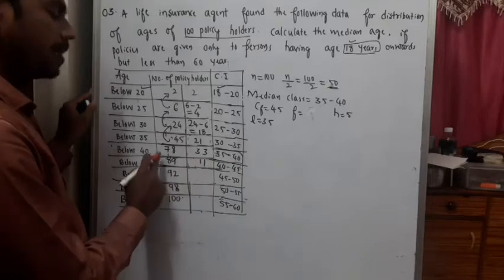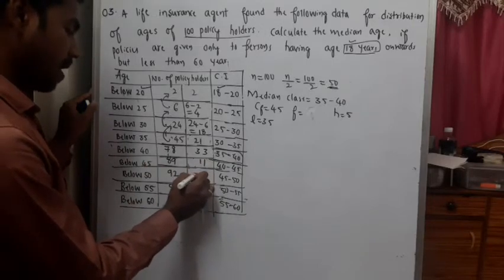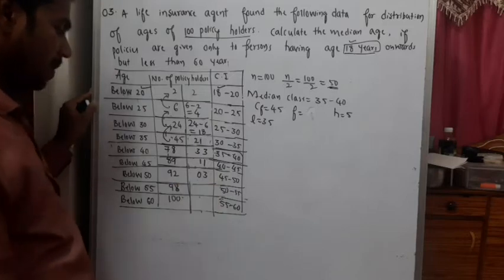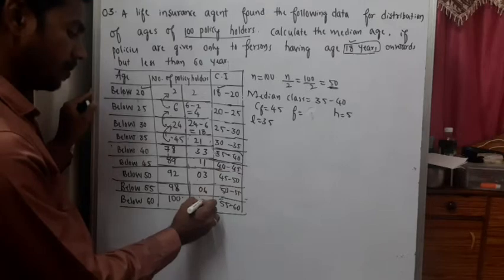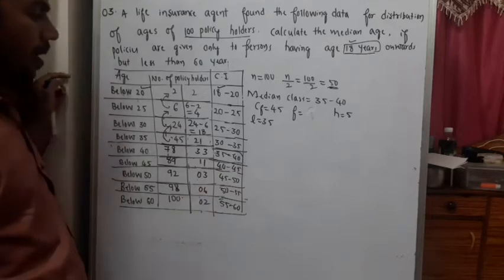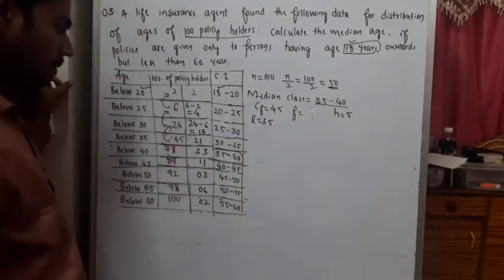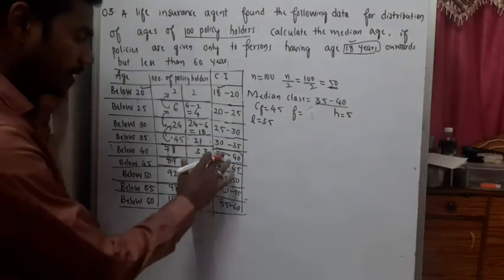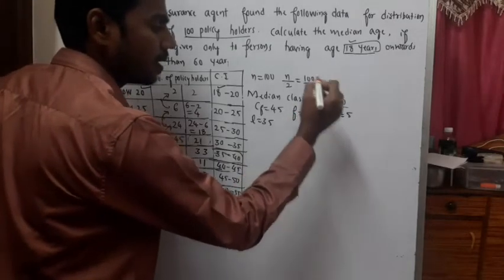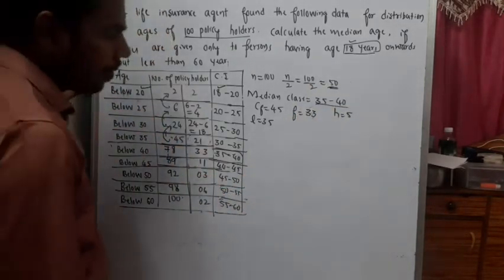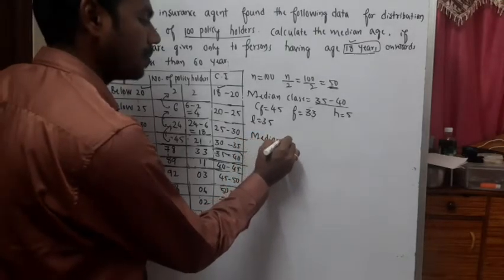Then 92 minus 89: 12 minus 9 is 3, and 8 minus 8 is 0. 98 minus 92 is 6. 100 minus 98 is 2. So now, for class interval 35 to 40, what is the frequency? Frequency is 33. Now median is equal to, what is the formula?